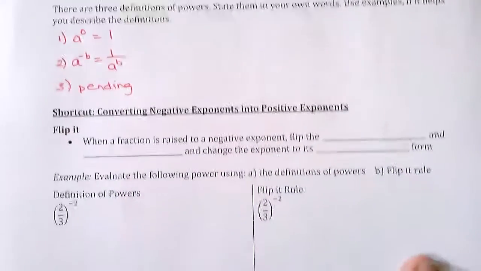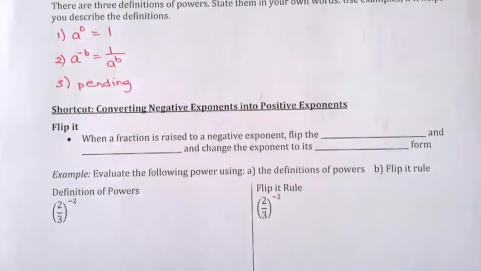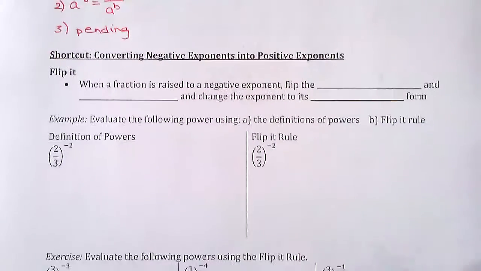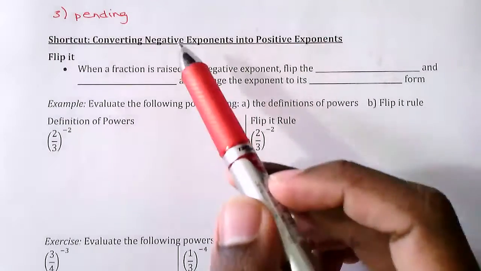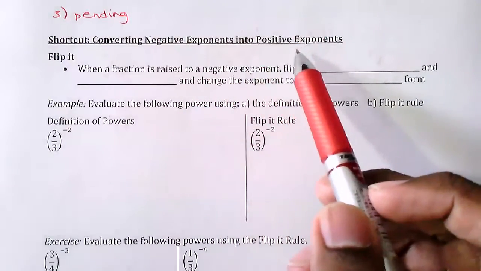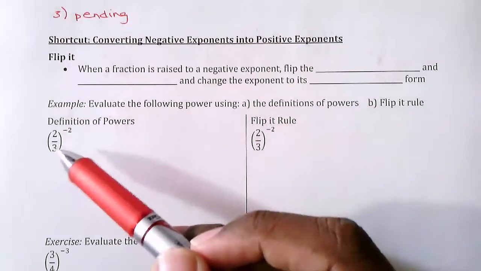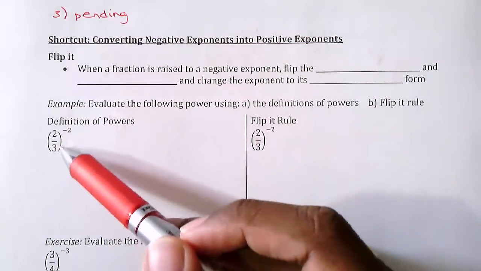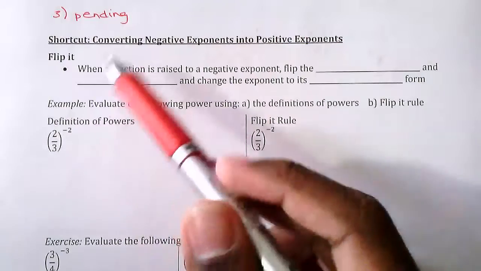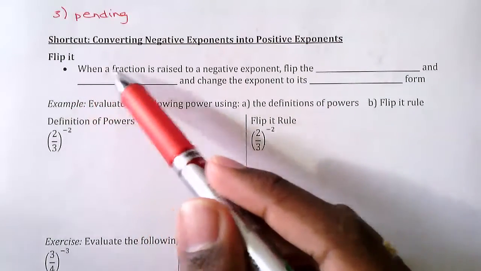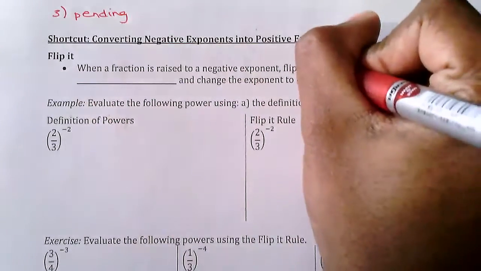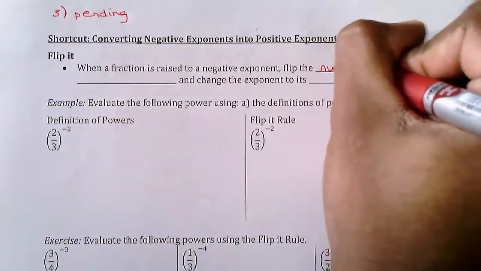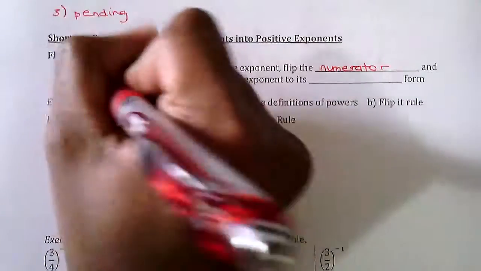So before we move on, we know the power laws, we know most of the definitions of powers. There is a shortcut that I wanted to show you. This is converting negative exponents to positive ones as well, but it involves when your base is a fraction. So it's called the flip it rule. It says when a fraction is raised to a negative exponent, what you want to do is flip the numerator and denominator.